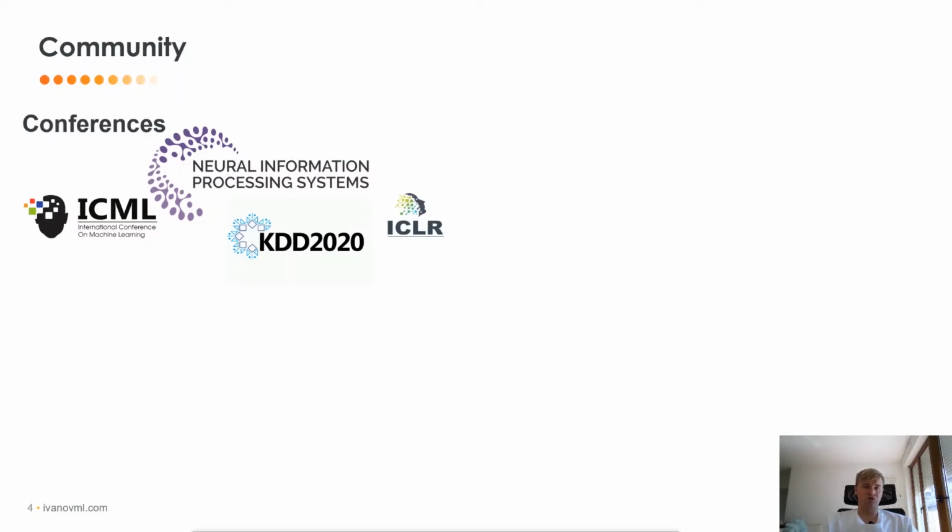Now, where can you learn about this field? Where can you meet people? What is the community of graph machine learning? Well, first of all, it's the biggest conferences: ICML, NeurIPS, ICLR, KDD. So for example, at KDD this year, we had 30% of papers related to graph machine learning. And at ICML, NeurIPS, and ICLR, this number is around 15%, which is still a very huge amount of papers.